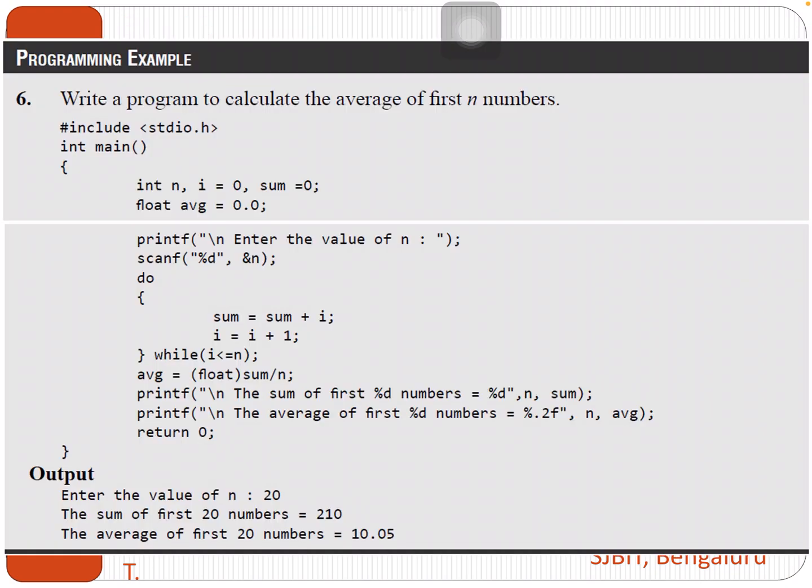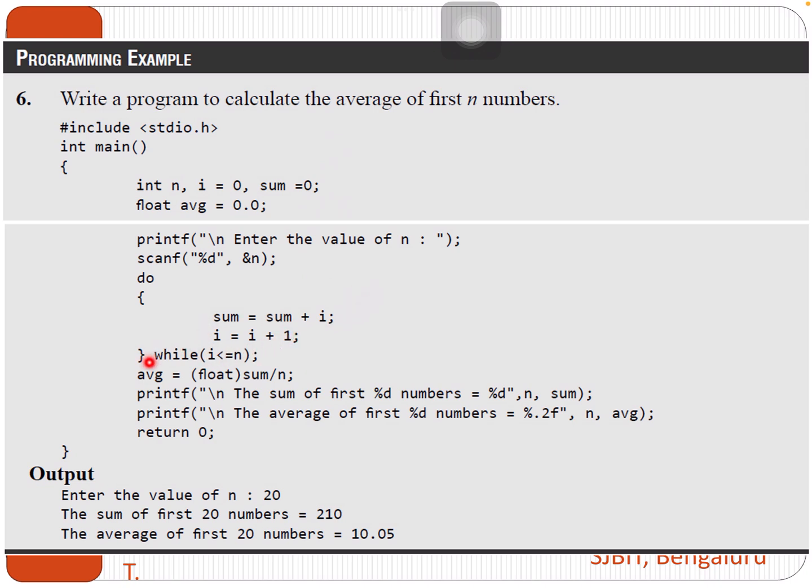This is an example of a do while statement. Here I defined n, i equal to 0 and sum equal to 0 as integer variables, and average equal to 0 as a floating type variable. Here I am asking to enter the value of n. Let's say we have entered 20, that is stored as n. So the do statement starts here. Sum is equal to sum plus i. i is 0 and the sum value is 0, so 0 plus 0 is 0 only. The i value is updated to 1.